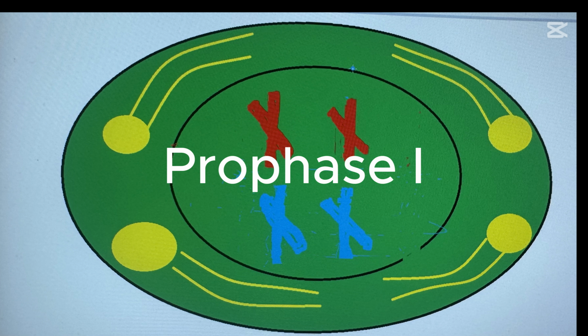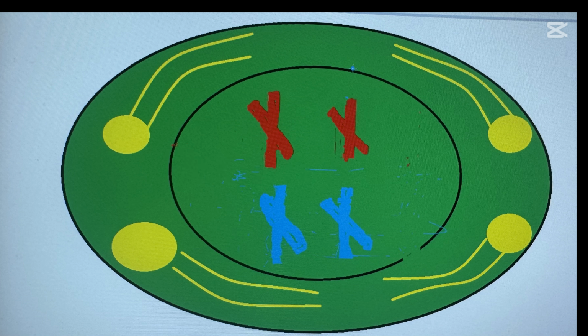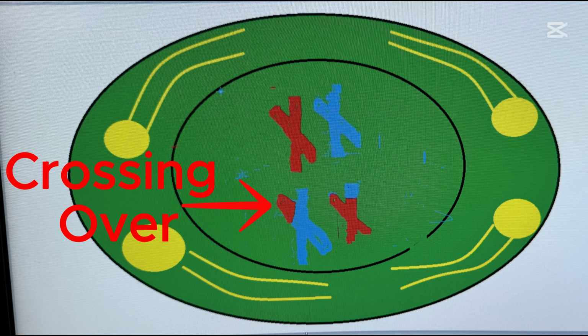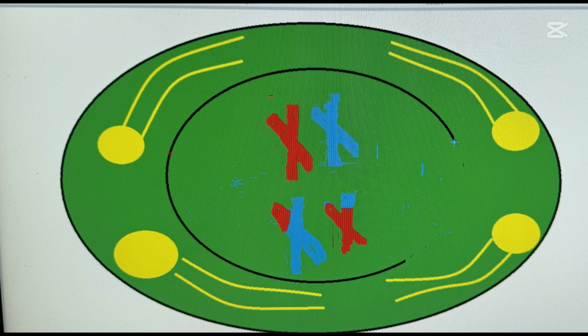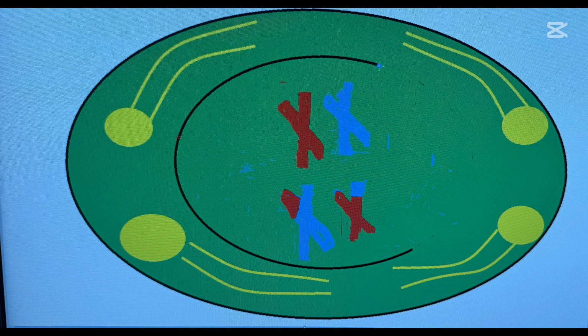The start of PMAT occurs, and the first main process is prophase 1. In this phase, the chromatin condenses into visible chromosomes, the homologous chromosomes pair up, and the important process called crossing over occurs. This is important because it results in the genetic exchange between paired chromosomes.